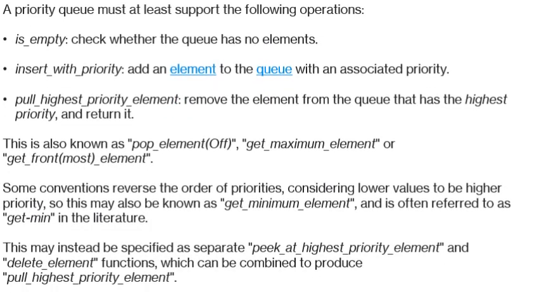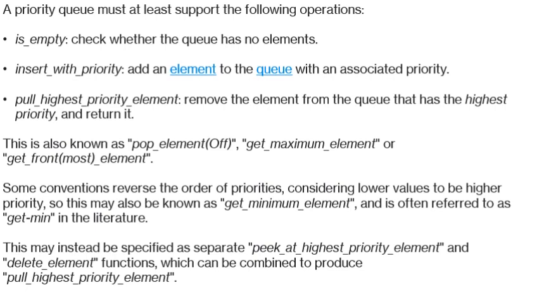A priority queue must at least support the following operations. Is empty: check whether the queue has no elements. Insert with priority: add an element to the queue with an associated priority. Pull highest priority element: remove the element of the queue that has the highest priority and return it.